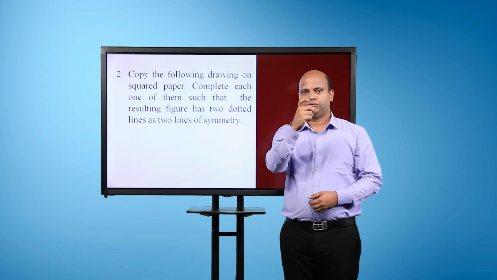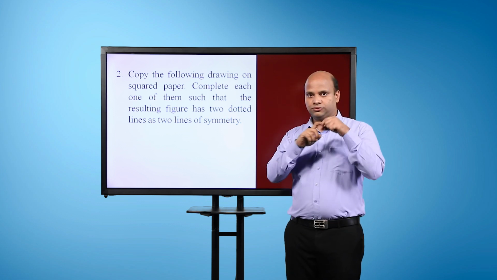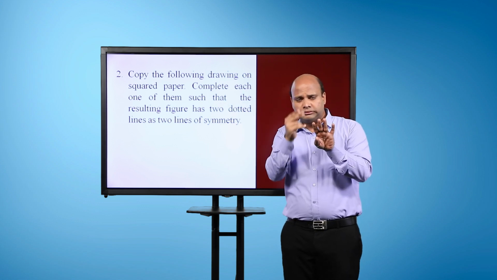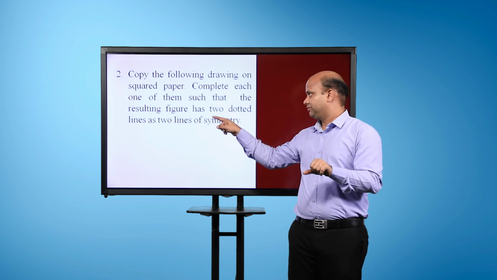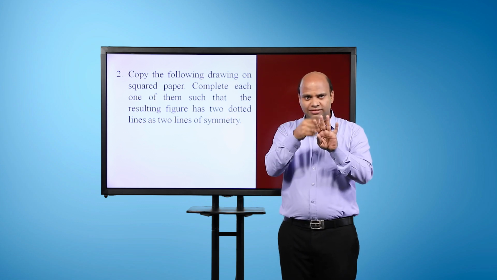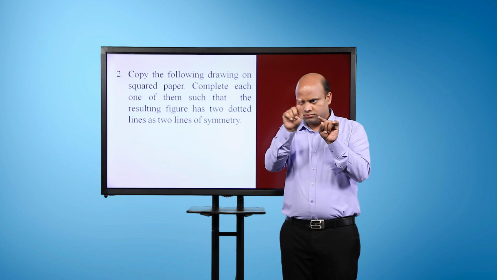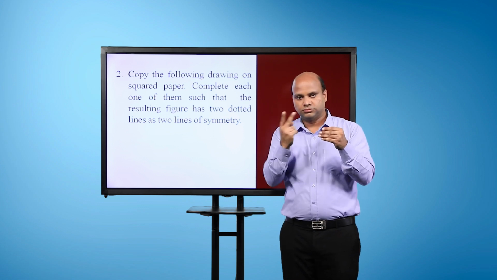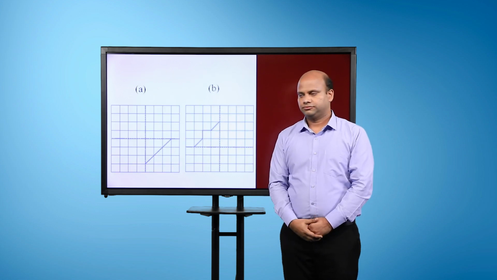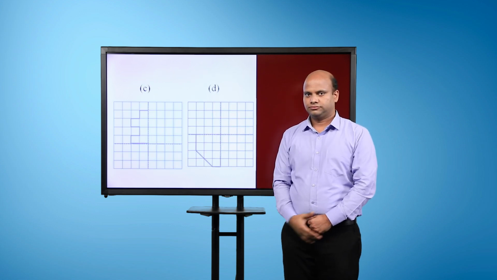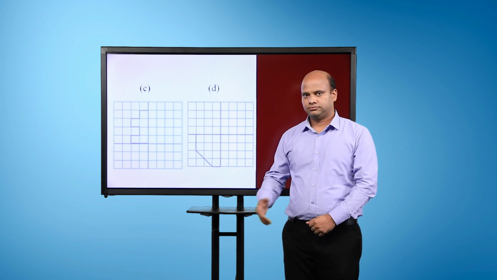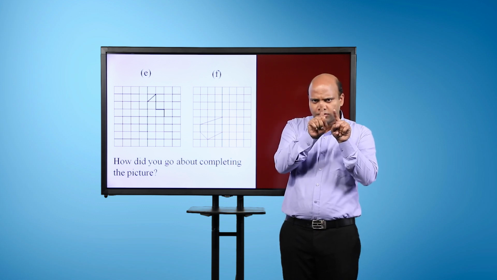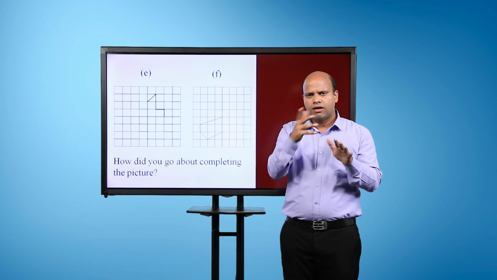Page 272. Copy the following drawing on squared paper. Complete each one of them such that the resulting figure has 2 dotted lines as 2 lines of symmetry. We have 6 different figures given here on squared paper, figures A, B, C, D, E and F. How did you go about completing the picture?